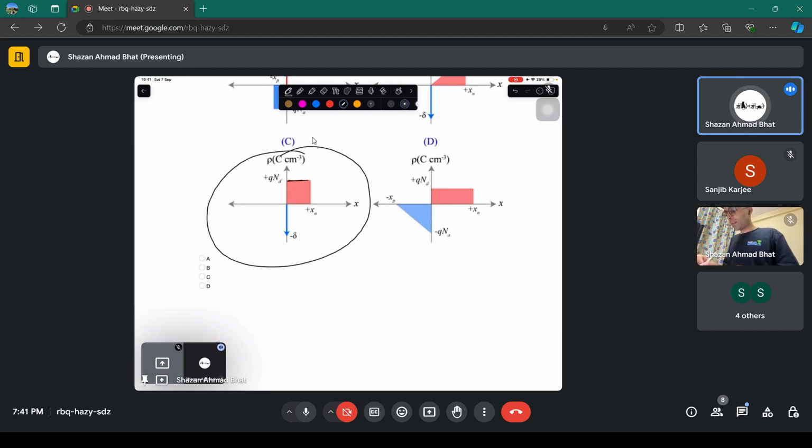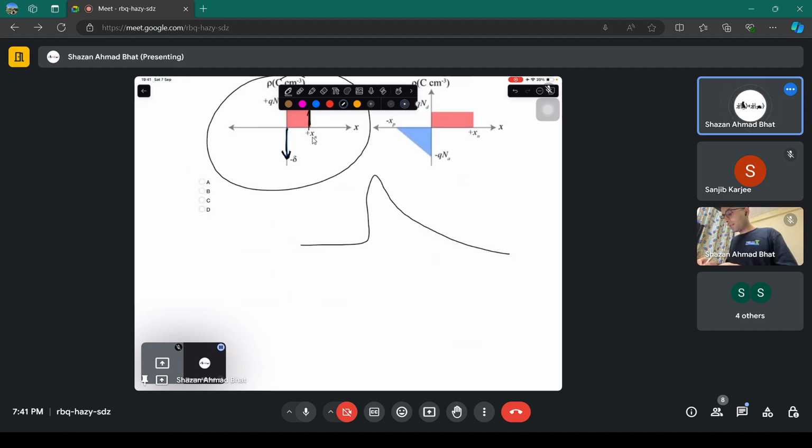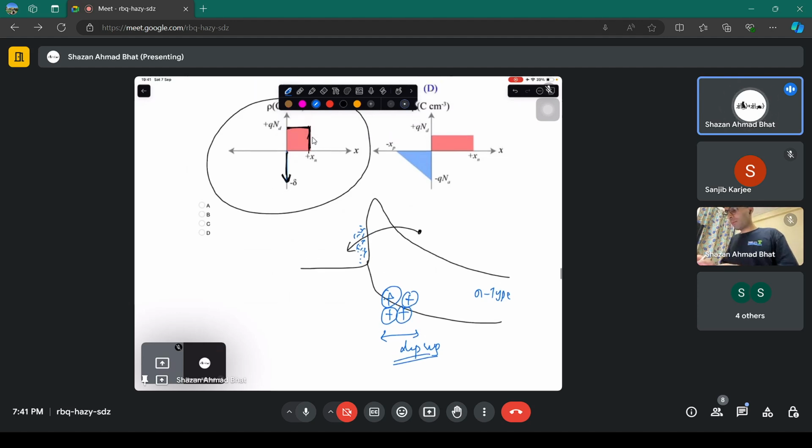Why? Because on the semiconductor side, this is the particular abrupt junction, and on the metallic side there are negative charges. Why? Because when this junction was formed, electrons went from here to here. That means negative charges came into the metal, and here there are positive ions. Why positive ions? Because this was N-type, so this is the depletion region. So these are positive ions and these are negative electrons. That is the charge profile of it.